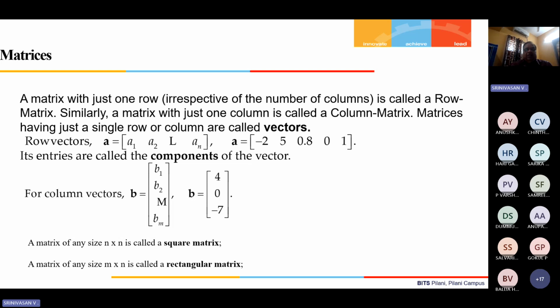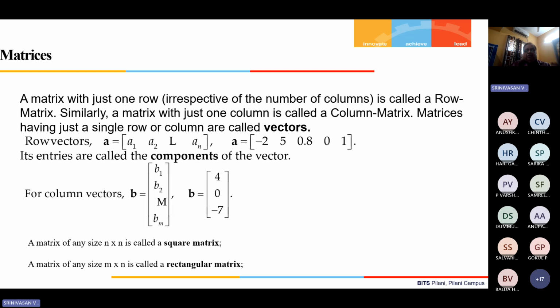Just look at it. A matrix with just one row, irrespective of the number of columns, as I mentioned earlier, is called a row matrix. Similarly, a matrix with just one column, that means irrespective of the number of rows, is called a column matrix. Matrices having just a single row or column are also called vectors.